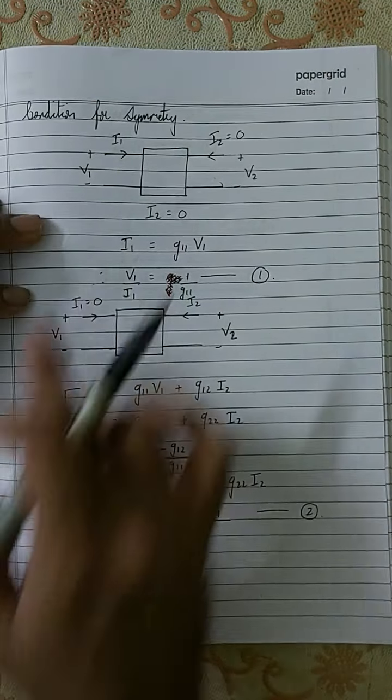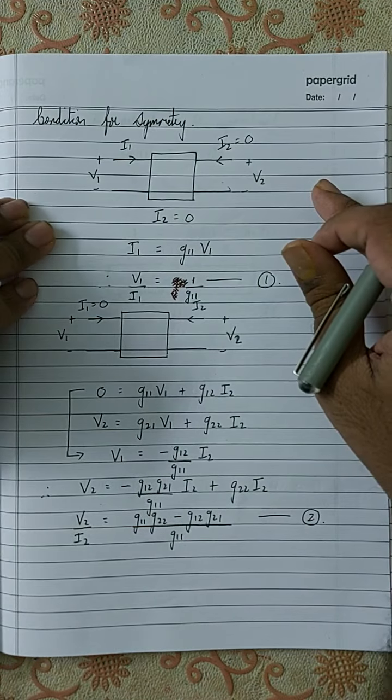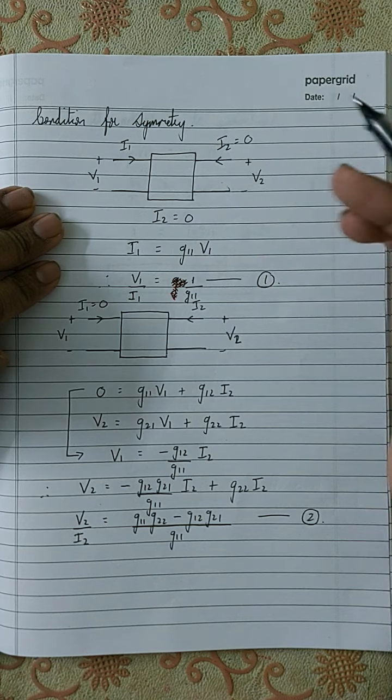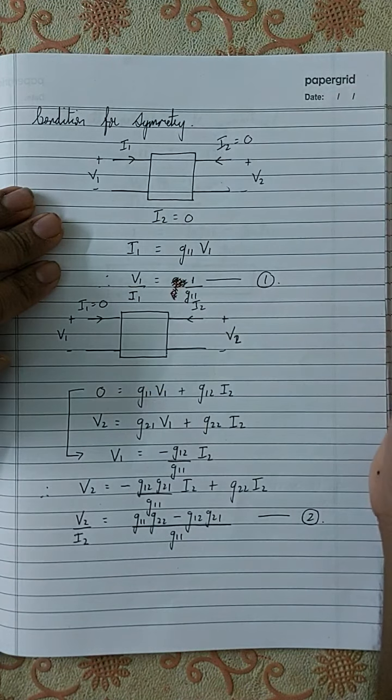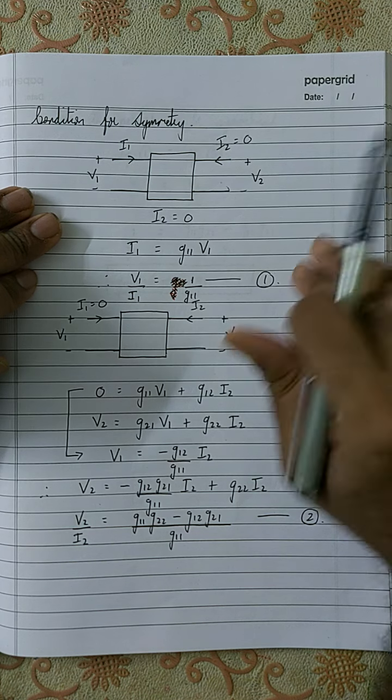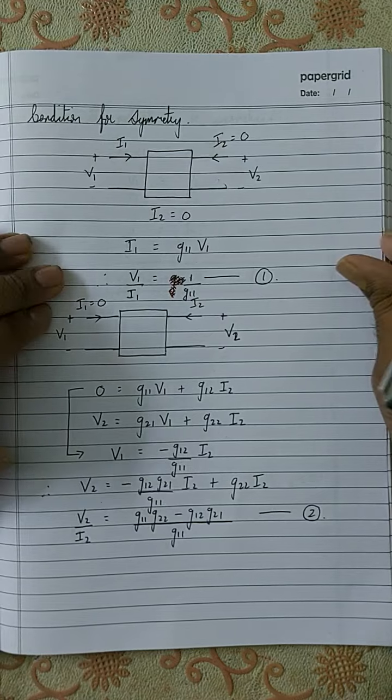Now let's check for the condition of symmetry. Symmetrical, like I said before, means you find the ratio of voltage to current of one port, keeping the other port open, and then after that you find the voltage to current ratio of the second port, keeping the first port open, and then you simply equate them.